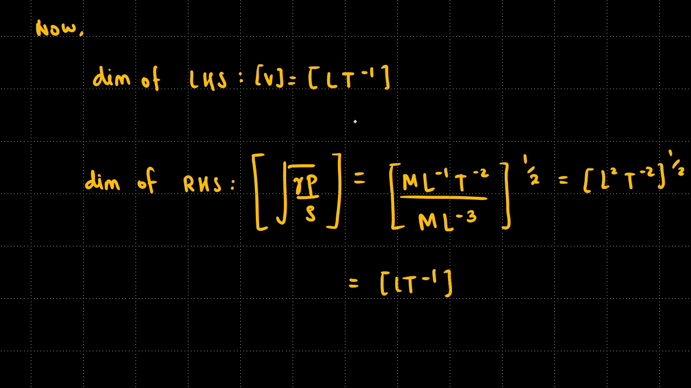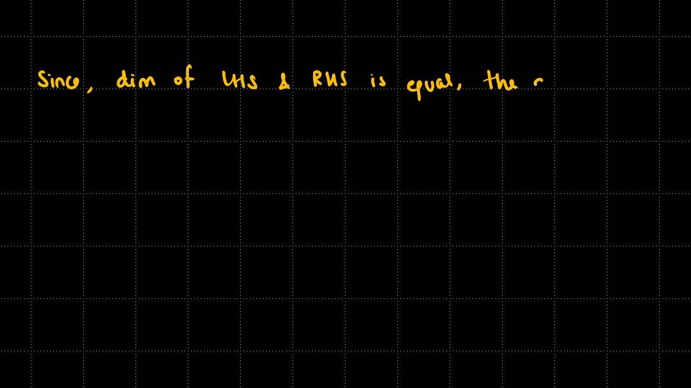So look, the dimension of LHS and the dimension of RHS matches. Great job. So now let's write the conclusion. Since dimension of LHS and RHS is equal, the given physical relation is dimensionally correct. It might not be physically correct, but it is dimensionally correct.